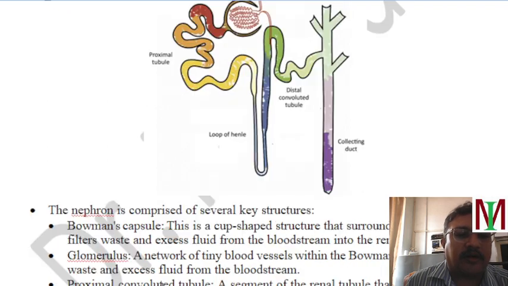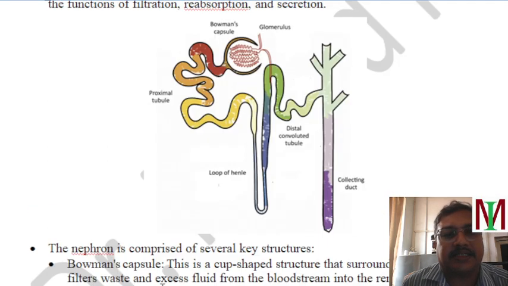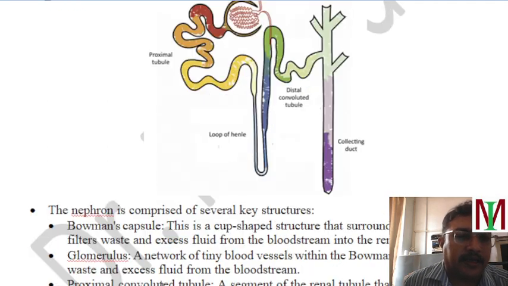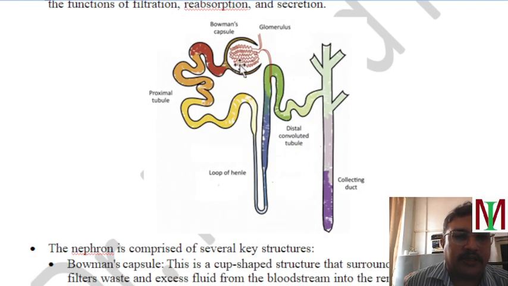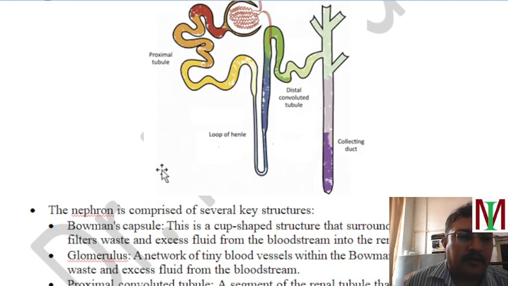Now the nephron consists of several key structures like the Bowman's capsule. This is the Bowman's capsule, which is surrounding the glomerulus. Bowman's capsule is a cup-shaped structure which surrounds the glomerulus and filters waste and excess fluid from the bloodstream into the renal tube. It takes the excess waste and fluid from the bloodstream.